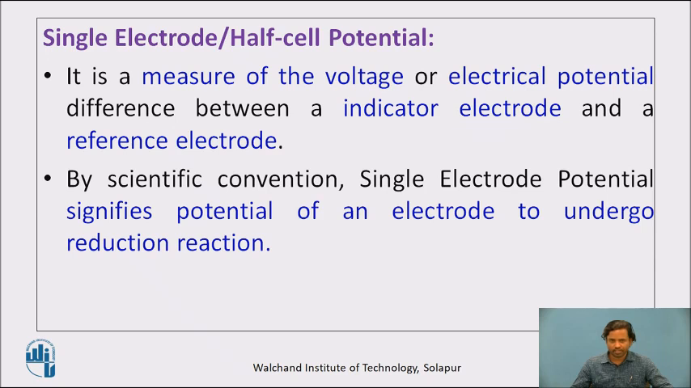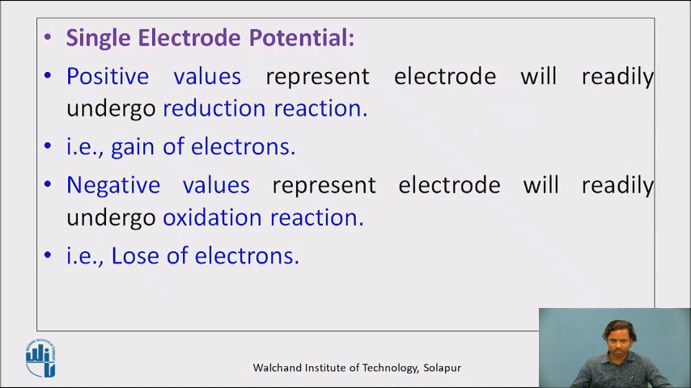According to scientific convention, single electrode potential signifies the potential of an electrode to undergo a reduction reaction. Positive values of single electrode potential represent that the electrode will undergo reduction reaction readily, that is, it can gain electrons. On the other hand, negative values of single electrode potential represent that the electrode will readily undergo oxidation reaction, that is, it will lose electrons.